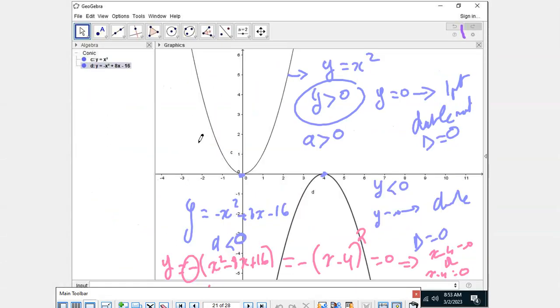If you look at this graph here, we can see that all the values of y are positive. And if I want to relate it to a here, a is positive, y is positive. If I look at this one, all the values of y are negative. And if I want to relate it to the equation, a is negative and y is negative. It means, guys, I can deduce that every time delta is equal to zero, I have a double root, but all the time the sign of the quadratic is the same sign as a. So when a is positive, y is all the time positive. When a is negative, y is negative.